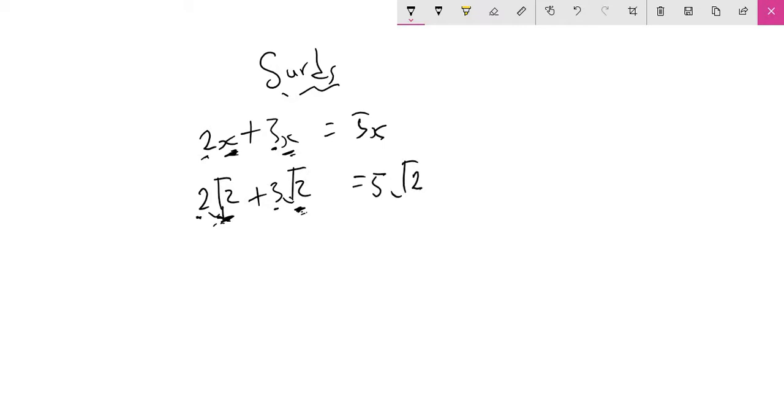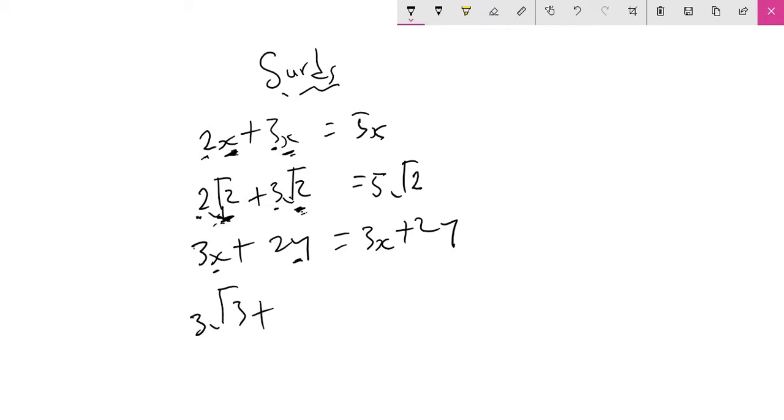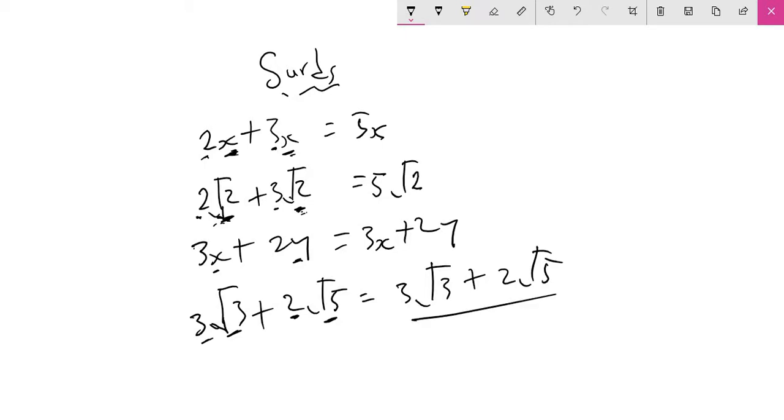Also, if you were to have 3x plus 2y, you wouldn't be able to add these because the terms are different, so this stays exactly the same. In the same way, if we have 3 root 3 plus 2 root 5, these irrational parts are different, so we will not be able to add the coefficients in this situation. So this gives you the same exact thing. Subtractions also work similarly.